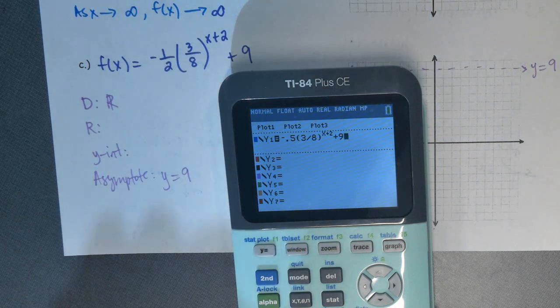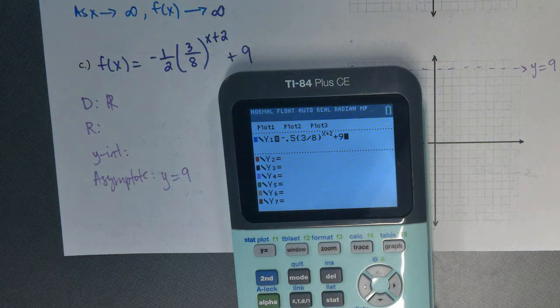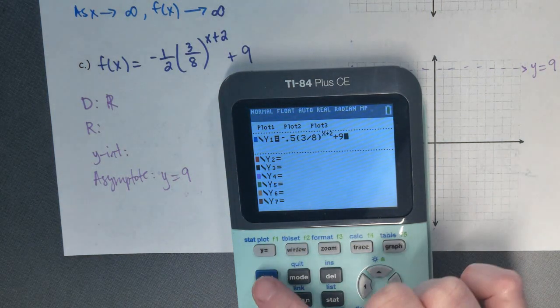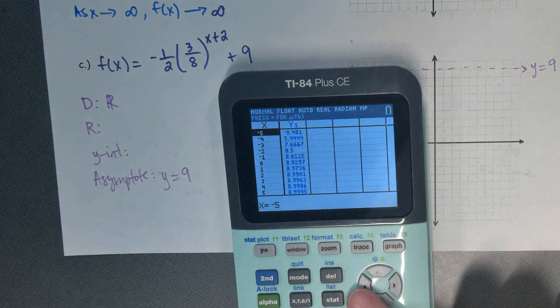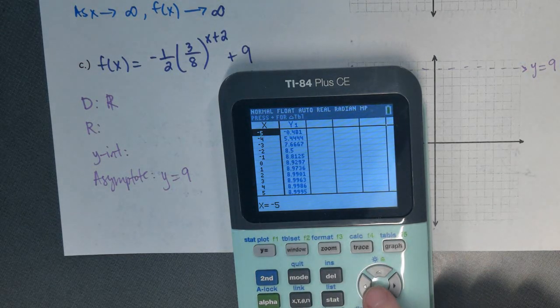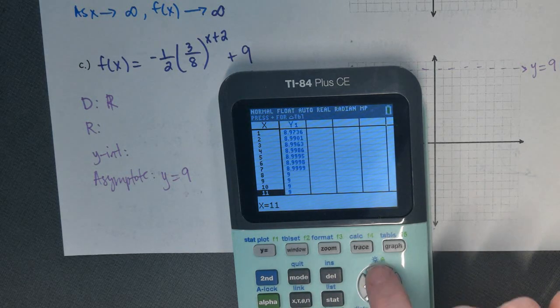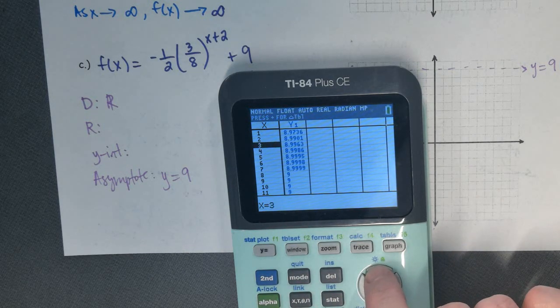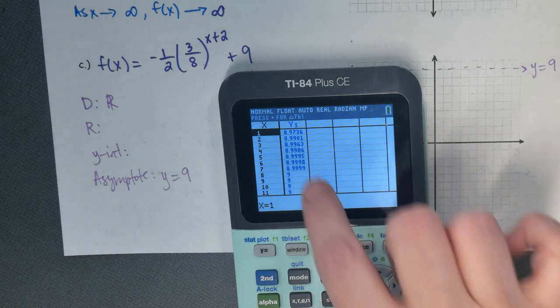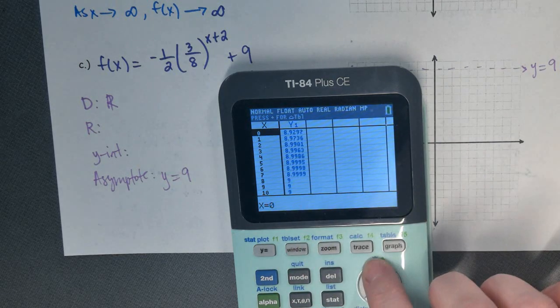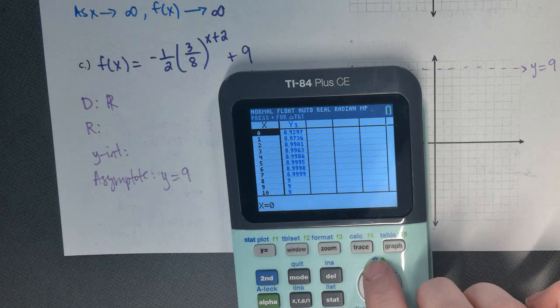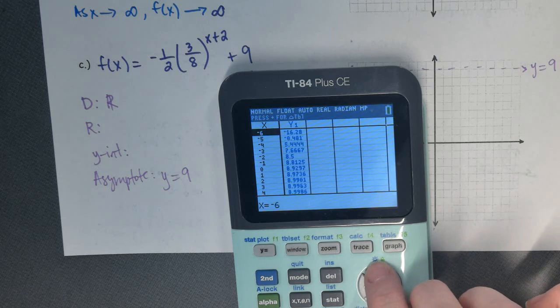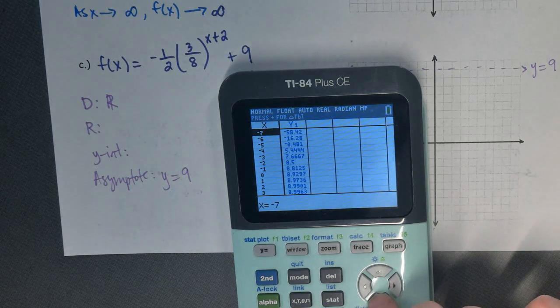So again, when you're making your table, you need to investigate what is happening. So when you go to your table and you're looking at these, right, you can see that the higher you go, the closer you're going to get to what value? 9. So these values aren't going to be as useful because they're all going towards 9. So we're going to want to look at some of these values here.